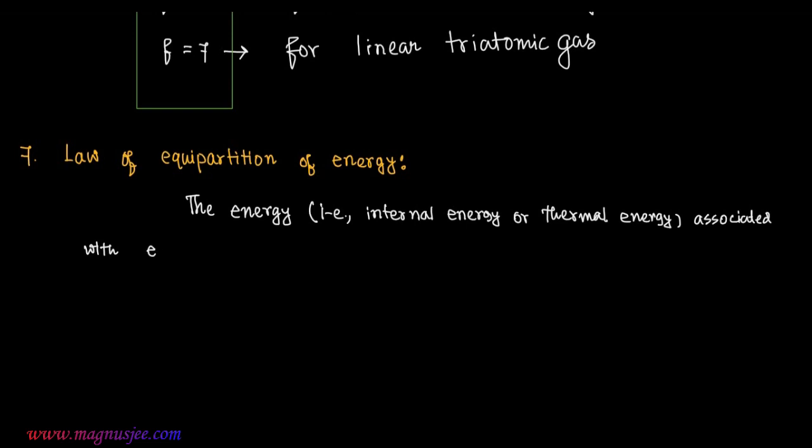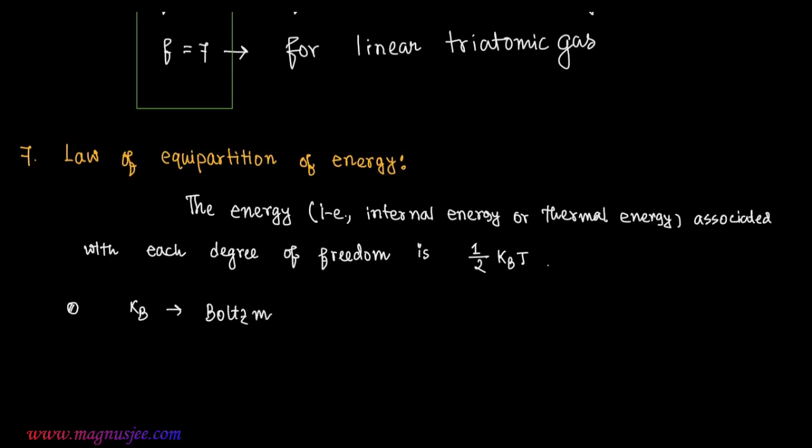The energy associated with each degree of freedom is half kT at absolute temperature T, where k, written as k subscript B, is the Boltzmann constant. K is the Boltzmann constant, which is the ratio of the universal gas constant and Avogadro's number, and k is equal to 1.38 times 10 to the power minus 23 joule per Kelvin.